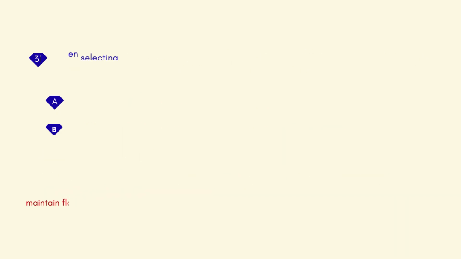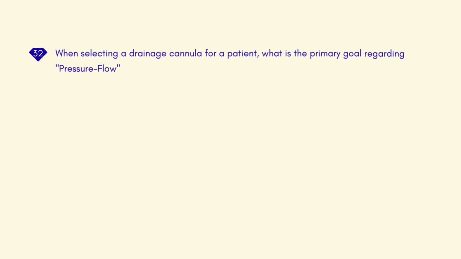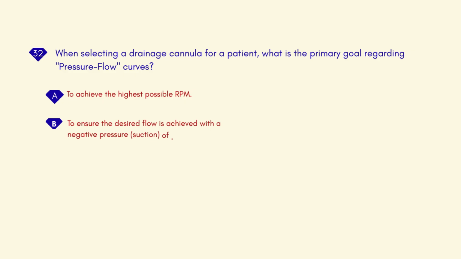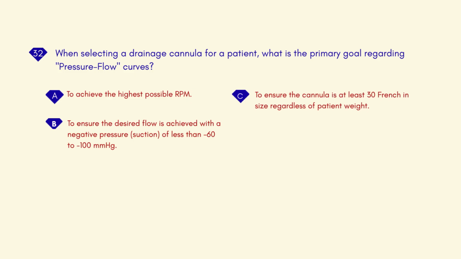When selecting a drainage cannula for a patient, what is the primary goal regarding pressure flow curves? A. To achieve the highest possible RPM. B. To ensure the desired flow is achieved with a negative pressure, suction, of less than -60 to -100 mm of mercury. C. To ensure the cannula is at least 30 French in size regardless of patient weight. D. To minimize the amount of heparin needed.